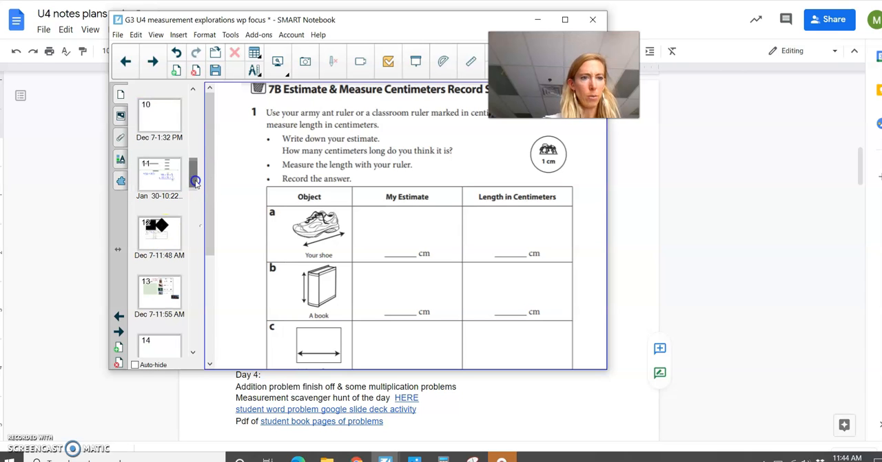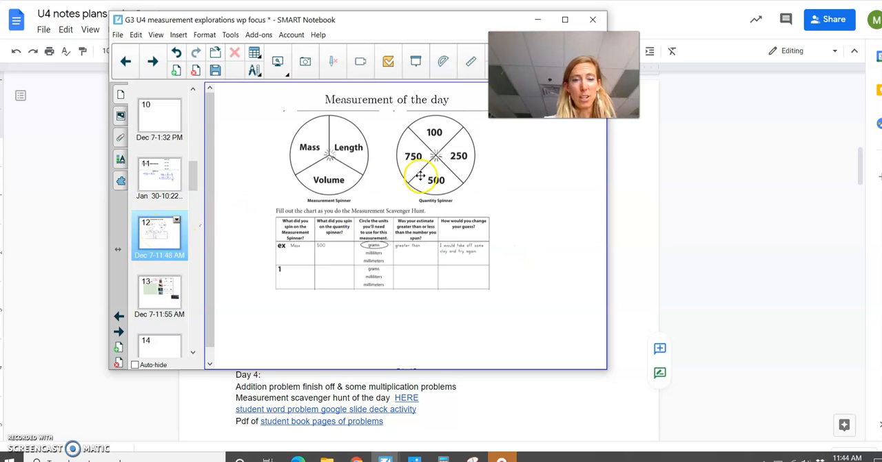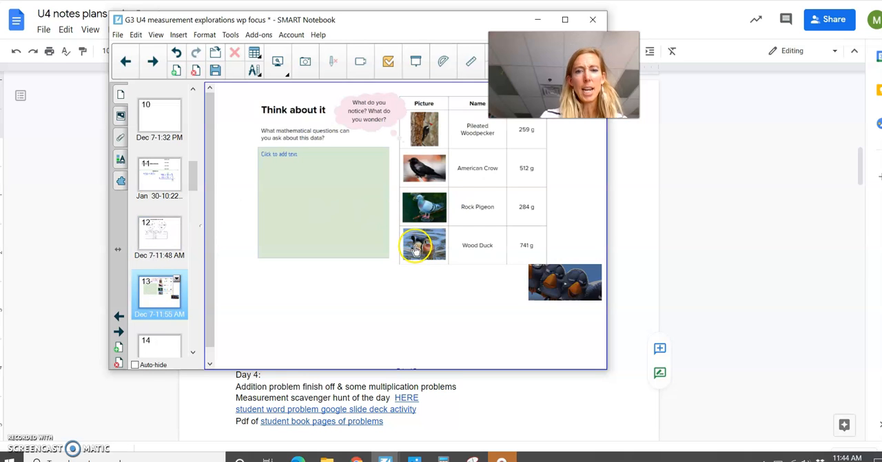Just having fun around the room measuring. Then come day 3, same thing, warm up if you want it, and then you have your mass of the day or volume of the day or length of the day. And now we get into word problems. So now this is a new tech enhanced activity from Bridges that's on the mass of birds, of different types of birds.